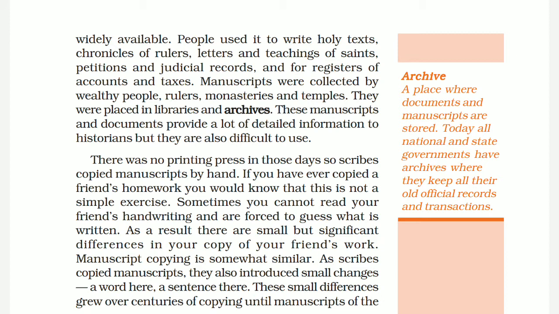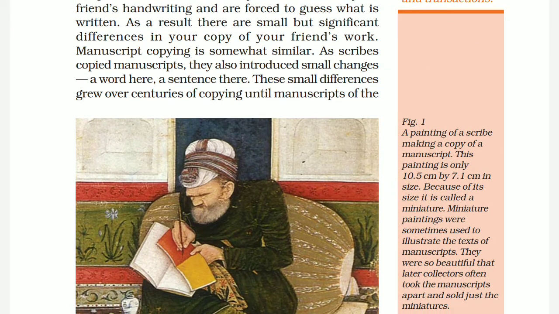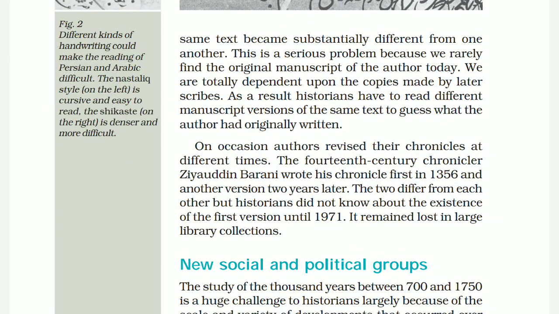Manuscript copying is somewhat similar. As scribes copied manuscripts, they also introduced small changes. A word here, a sentence there. The small differences grew over a century of copying until manuscripts of the same text became substantially different from one another. This is a serious problem because we rarely find the original manuscript of the author today. We are totally dependent upon the copies made by later scribes.